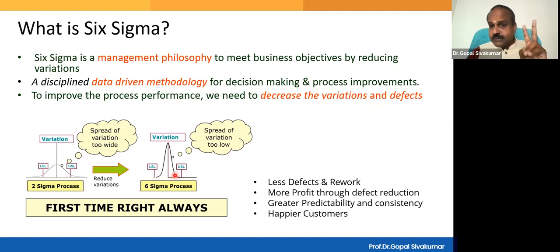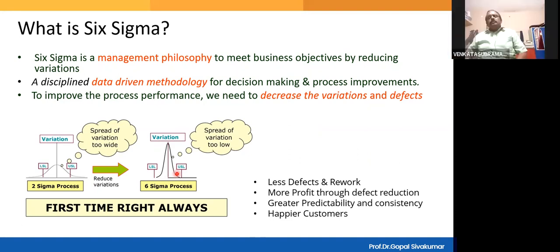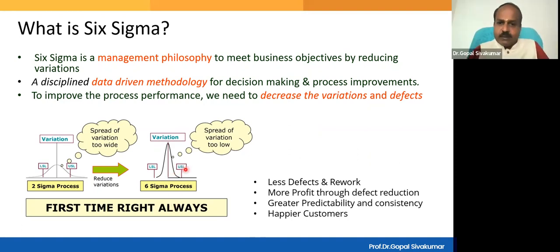Two things are important to talk about the effectiveness. Where is the center? How much is the spread? Center should be on the target. Spread should be very minimum. So this is a higher capability. This is a lower capability. That is why sigma level is 2 sigma here. Sigma level is 6 sigma here. Maybe a little later, we'll talk about why it is 2, why it is 6.